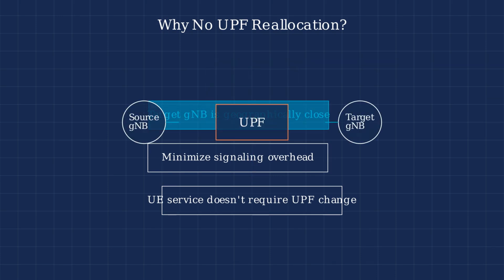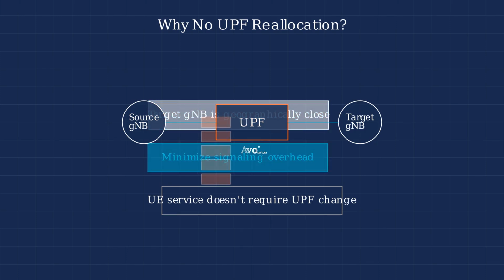First, when the target GNB is geographically close to the source GNB, maintaining the same UPF provides optimal performance for both base stations. Second, maintaining the existing UPF connection reduces signaling overhead in the network. Each UPF reallocation would require additional signaling messages through the core network.